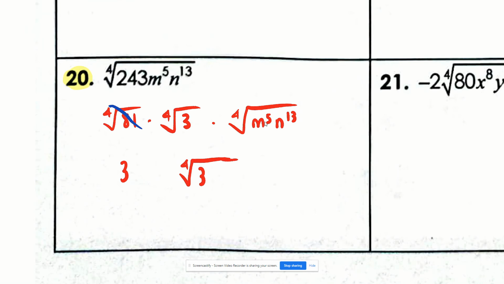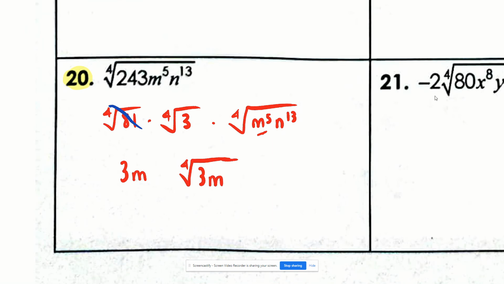How many times will 4 go into 5? Once. So m gets to come out once. That's 1 multiple of 4, right? 1 multiple of 4 is 4. 4 m's got to come out. Well, if there were 5 m's and 4 of them got to come out, only 1 remains.